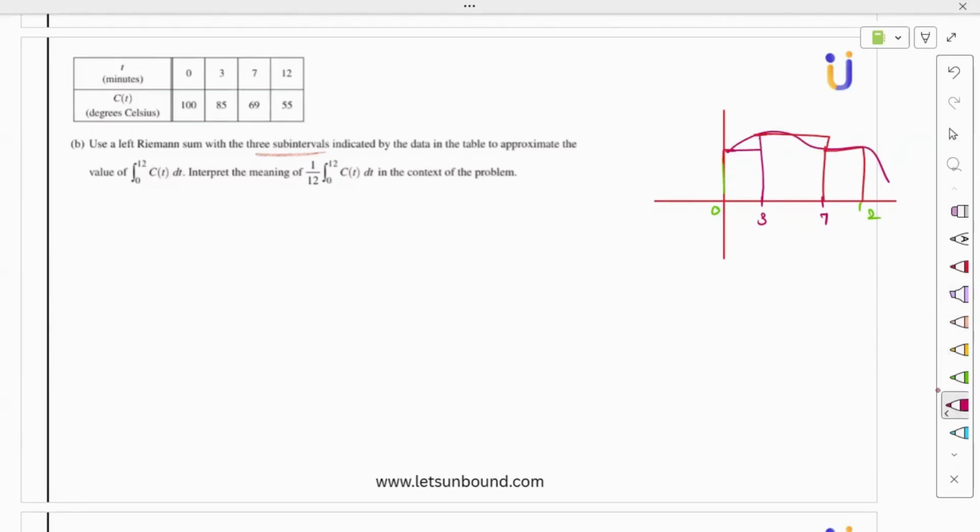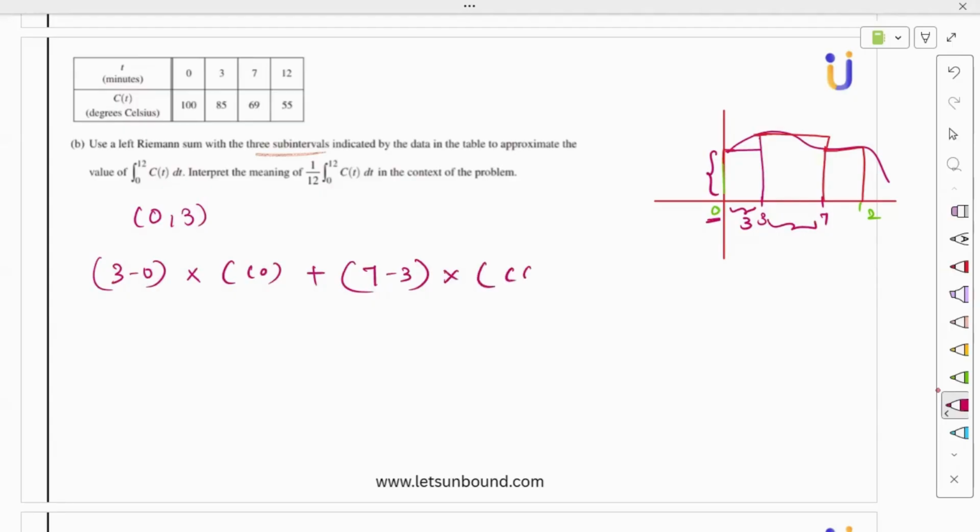So first is 0 to 3. This is the width, which is 3. For the height, which side will you take? You need to take this side because it's a left Riemann sum. So you just do C of 0. So 3 minus 0 times C of 0, the first rectangle, plus the next width, 7 minus 3, times C of 3. Then plus the next, 12 minus 7 times C of 7. Because it's a left Riemann sum, I consider these points for height.